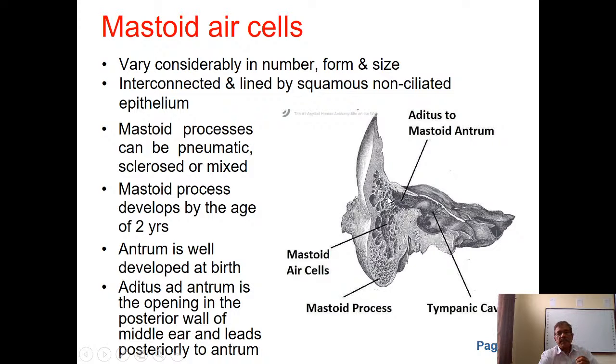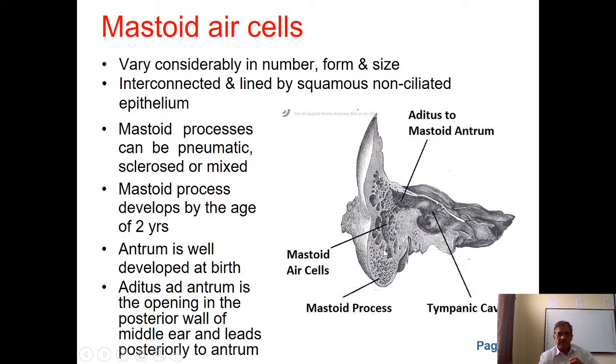So they are called perilabyrinthine cells. Those related to the facial nerve are perifacial cells. Those present in the tip of the mastoid are the tip cells. Around the antrum, they are called periantral cells. And there is the sigmoid sinus there, which is the medial and posterior wall, and those cells are called the perisinus cells.